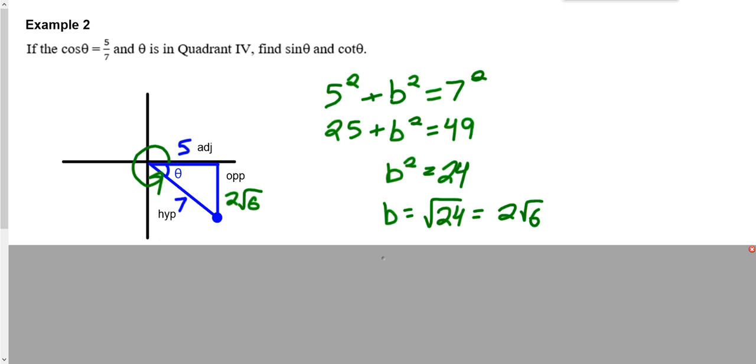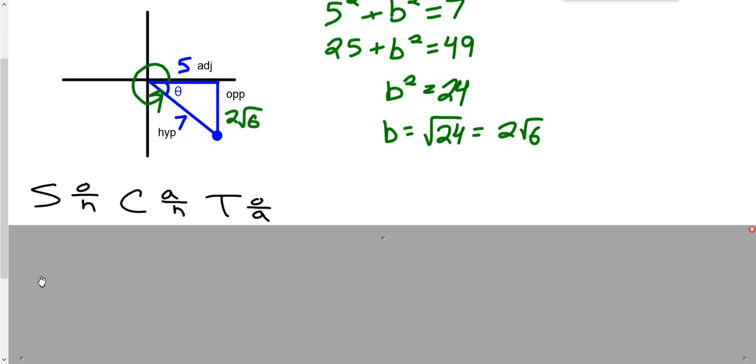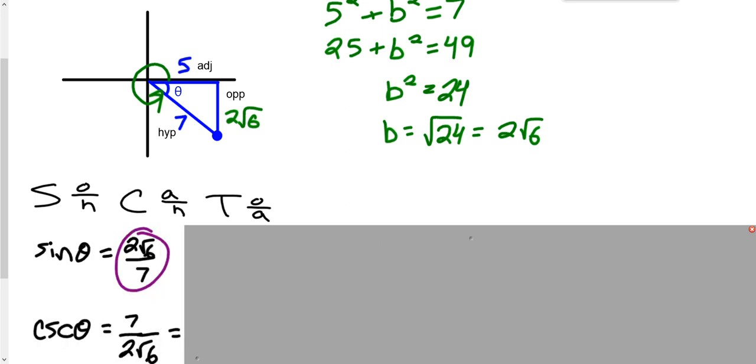Now the question wants us to find sine. It also wants us to find cotan. So to find sine, we would have to use SohCahToa, which tells us that sine is the opposite over hypotenuse. So the opposite here is 2 rad 6. The hypotenuse is 7. So that's going to be the value of sine, 2 rad 6 over 7.